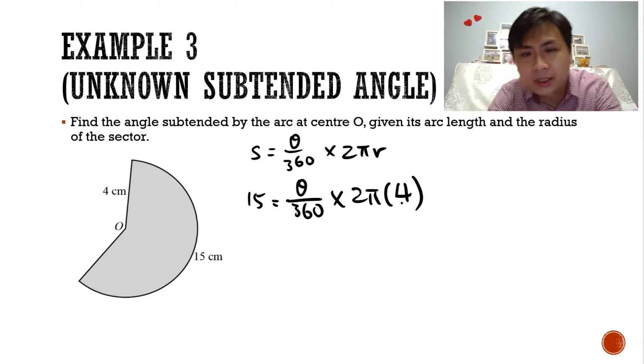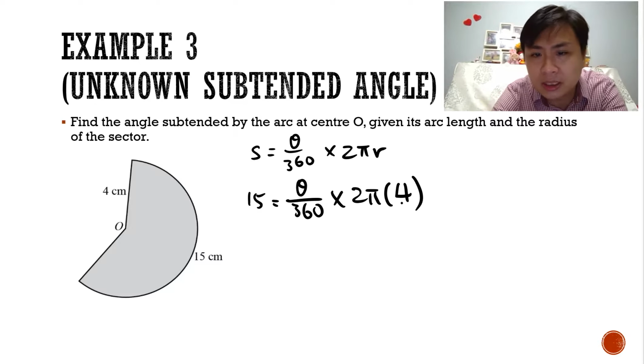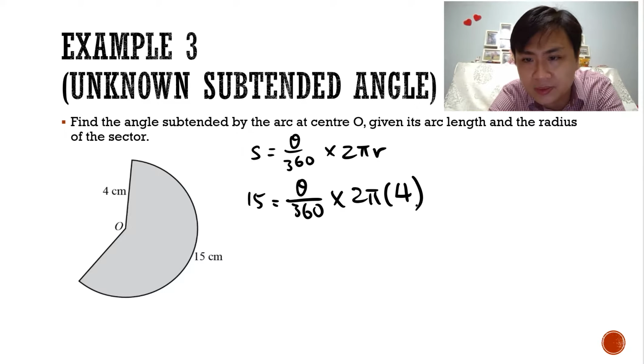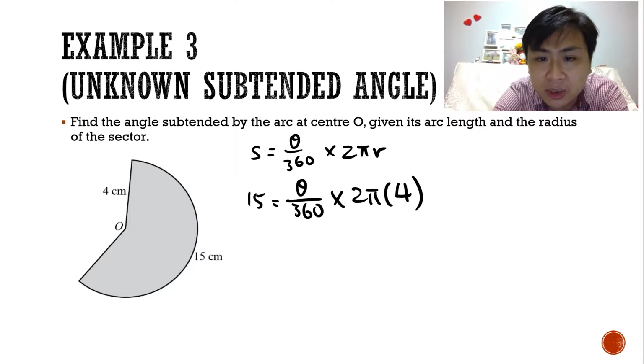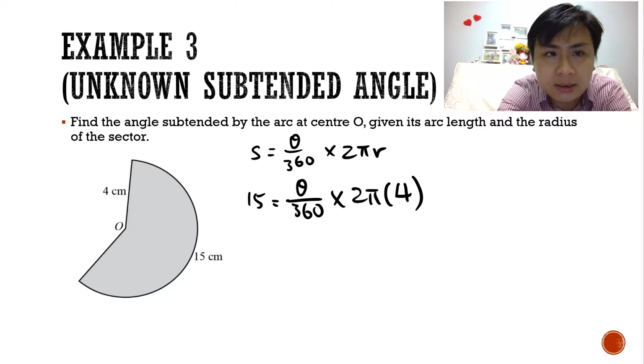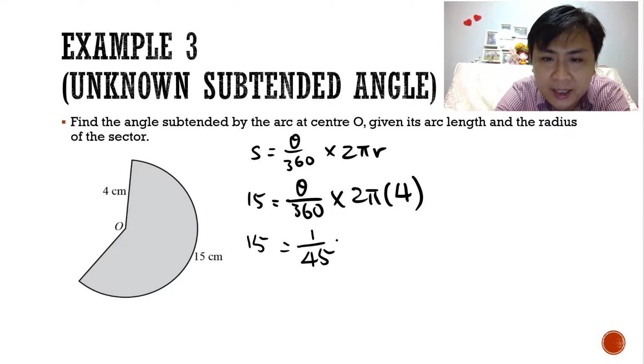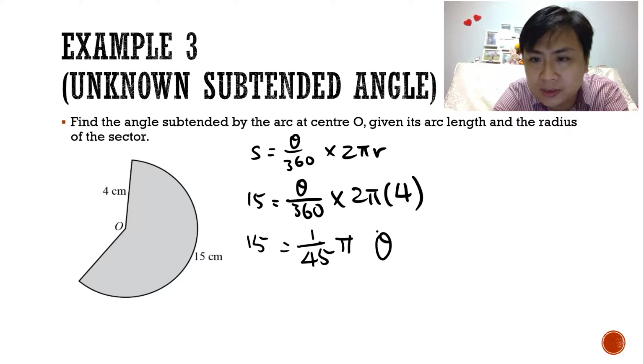Right? Okay. So now do the same thing. We will actually multiply the values. Okay. 2 times 4 divided by 360. We will just key in all the values into our calculator. Right. And after keying in our calculators, we will get 15 is equals to 1 out of 45 pi theta. Right, so basically we take 2 times 4 divided by 360, we'll get 1 out of 45. The pi will just follow through, and theta will be the last one to be written.